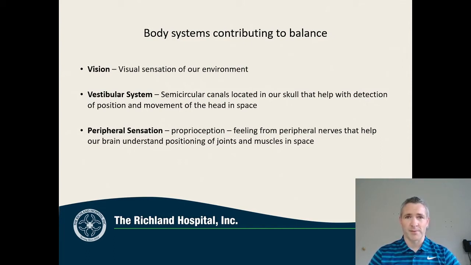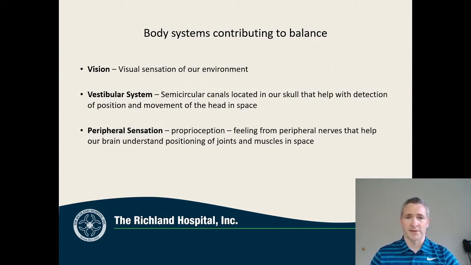So our vision is probably our biggest one. And as we age, we become more and more dependent on our vision for our balance. And so this is why it may be more common for people that are a little bit older to have more balance problems. Okay. Our second big system is our vestibular system. And so this is a system that's located kind of right in our ears, and they help detect head movements and head orientation in space. And I'll go through that in a little bit. And then finally, our peripheral sensation and our proprioception.